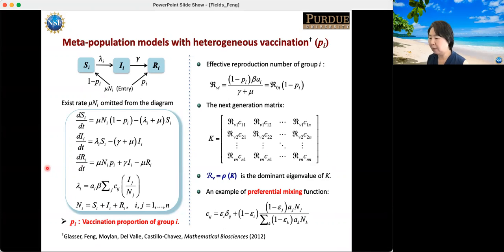So if you have a simple model with just one structure, either age or location, not both. When you have two structures, these models will be much more complicated. If you do that, and you have this next generation matrix, again, you see this matrix involves the individual reproduction number for each group, and the mixing, Cij, right? And then the dominant eigenvalue will give you the reproduction number. And then we consider this preferential mixing that I mentioned earlier.